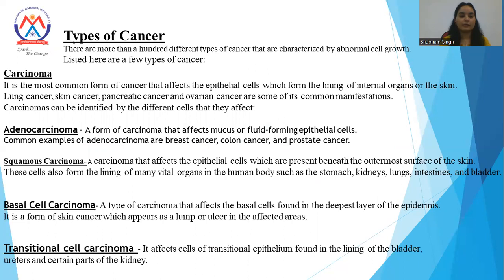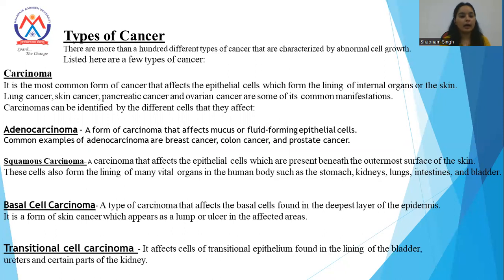Number one is carcinoma. It is the most common form of cancer that affects the epithelial cells, which form the lining of internal organs or the skin. Lung cancer, skin cancer, pancreatic cancer, and ovarian cancer are some of its common manifestations. Carcinomas can be identified by the different cells that they affect.